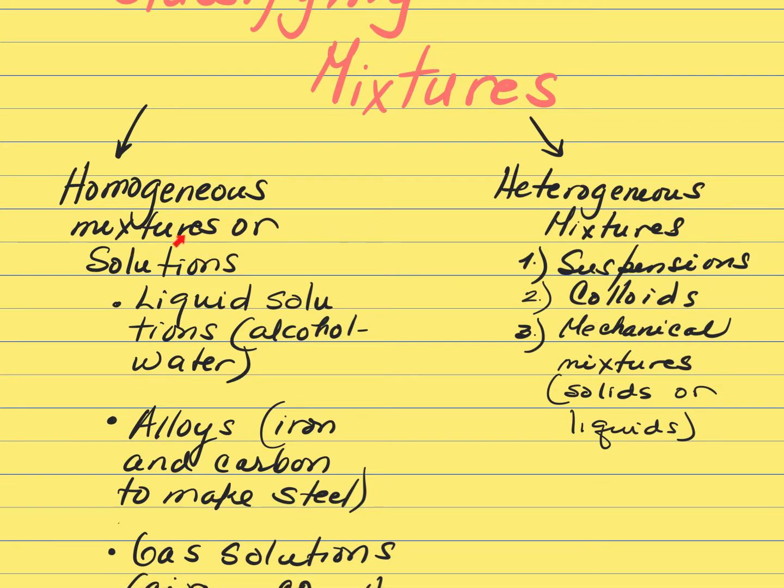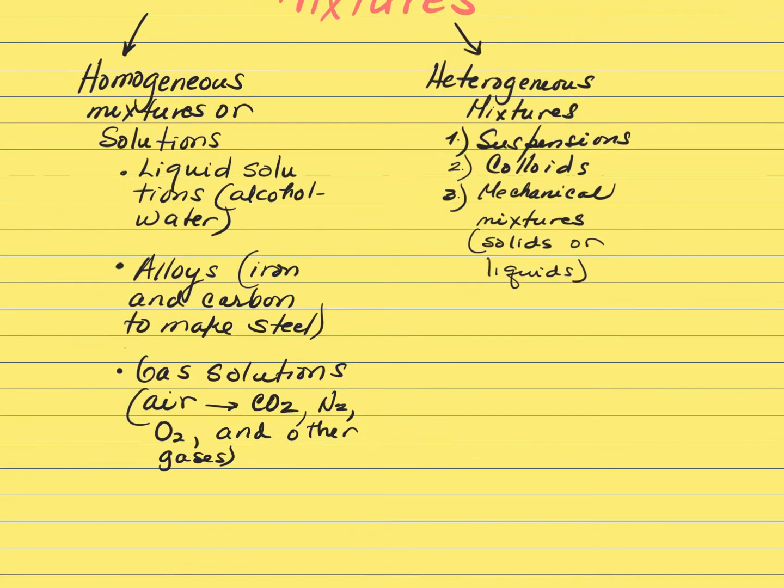So in homogeneous mixtures, you have liquid solutions, you have alloys, which is when you have a mixture of different solids that are melted and mixed together, no chemical combination. And then you have gas solutions. One example of a gas solution is the air. Now in heterogeneous mixtures, you have suspensions, the colloids, and the mechanical mixtures.